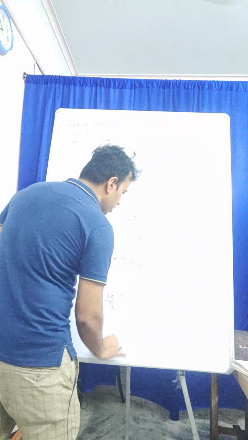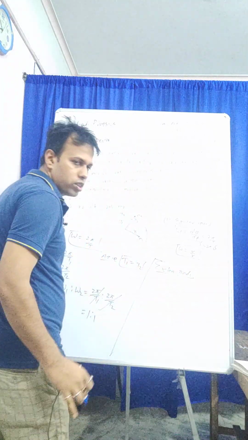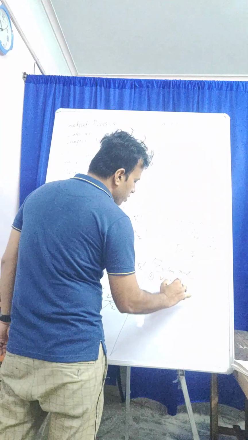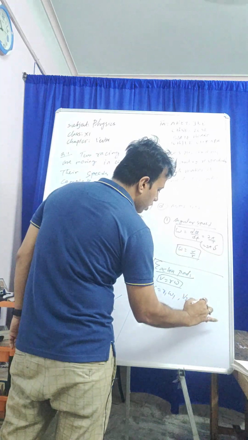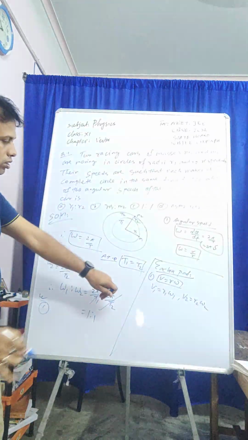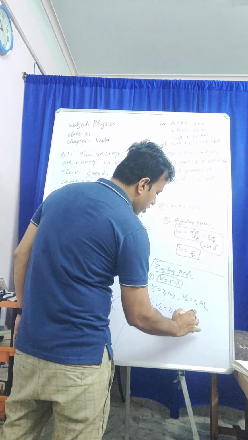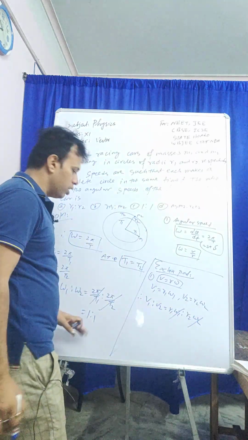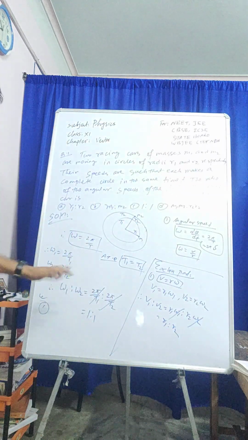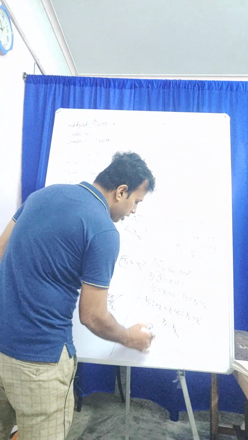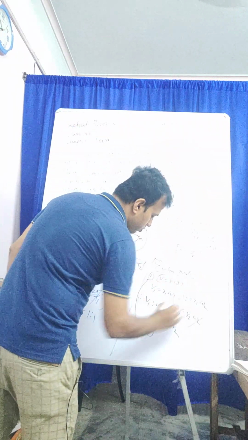If they ask for linear velocity, this is an extra part. In that case v equals r omega. So v1 equals r1 omega1 and v2 equals r2 omega2. Got my point? Now v1 is to v2 is equal to r1 omega1 is to r2 omega2. Omega1 and omega2 are equal, so this will be cancelled also. So r1 is to r2 will be the answer, if they ask for the ratio of linear velocity.